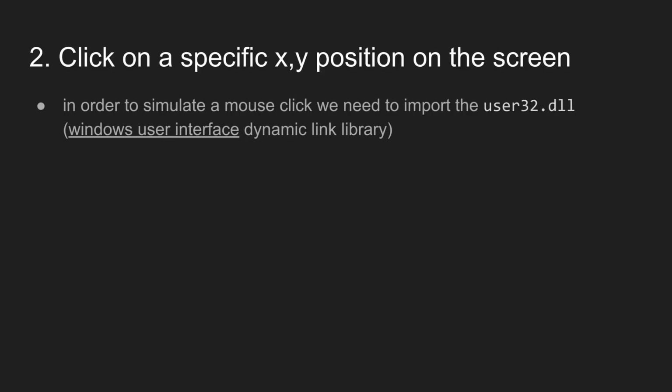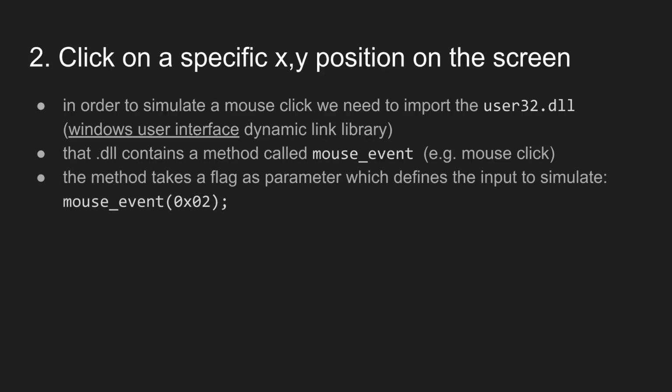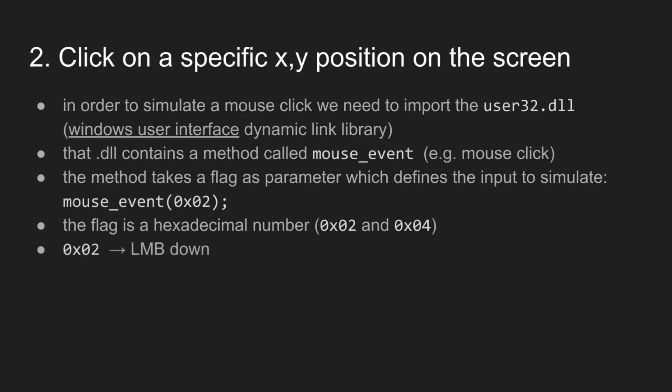user32.dll, which is a Windows user interface dynamic link library. That DLL contains a method called mouse_event, which is, for example, a mouse click or a mouse drag or stuff like that. And the method takes a flag as a parameter, which defines the input to simulate. So in this case, mouse_event 0x02 will be a click down, and the other one is release the click. So the flag is a hexadecimal number, in this case 0x02 and 0x04, and 0x02 stands for left mouse button down, and 0x04 stands for LMB, so left mouse button up.